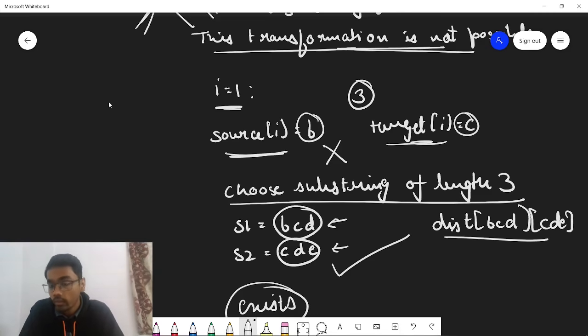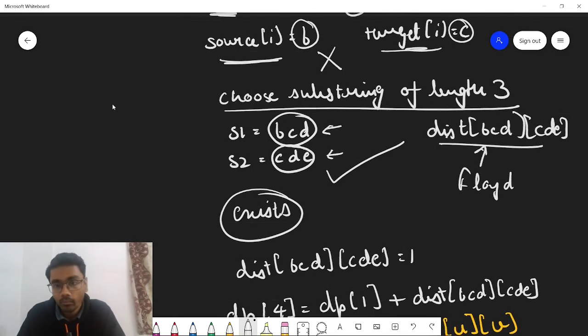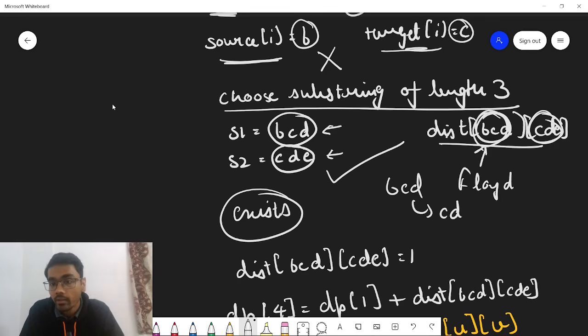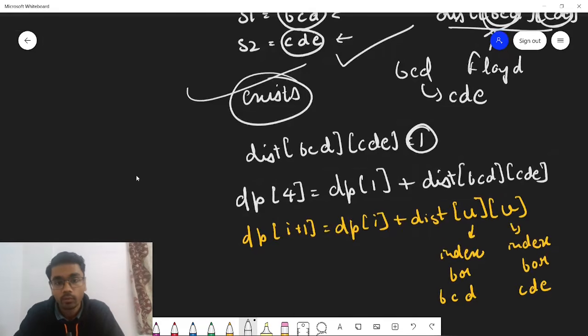We will get this with the help of the distance matrix given by the Floyd Warshall algorithm. So we will get the minimum cost to convert BCD to CDE. Obviously this exists, we have already seen this transformation can be done. BCD to CDE actually exists in our transition. So yes, this part exists, and the minimum cost is 1. So we will add 1 to our cost.